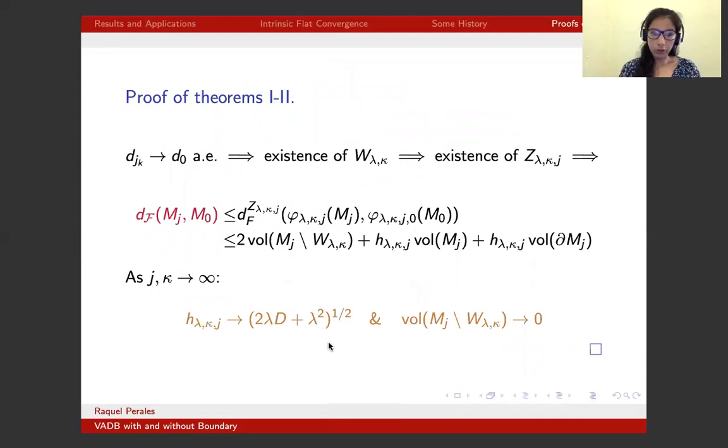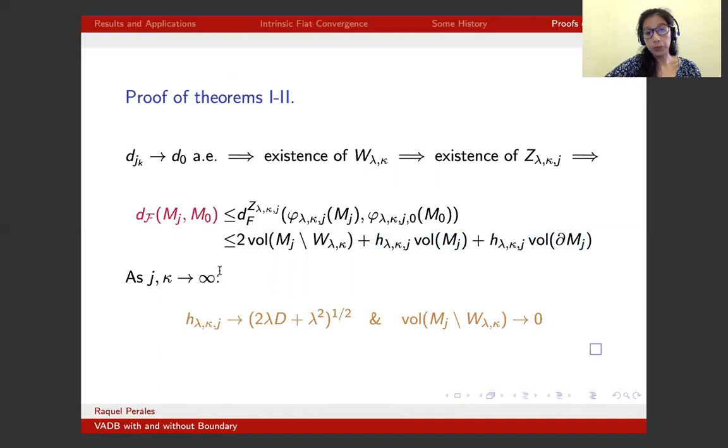In order to conclude, we have the convergence of the distance functions, almost everywhere convergence of distance functions. This implies that we can select a subset W lambda kappa of M that has the nice conditions. With this W lambda kappa, we can construct a set lambda kappa j in which we can isometrically embed, so we can calculate this flat distance of the embeddings. And we know that this is bounded by 2 times the volume of the complement of W lambda kappa plus these volumes.